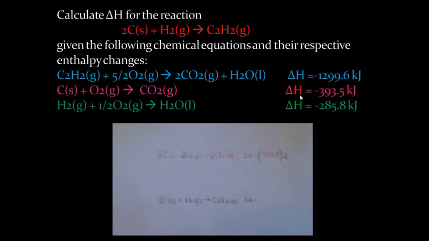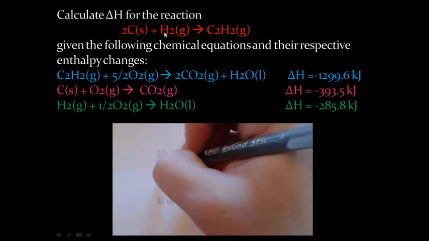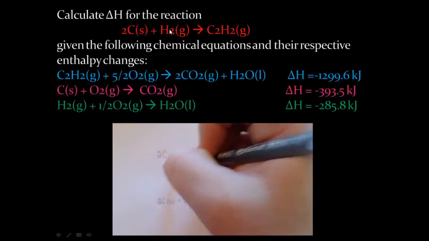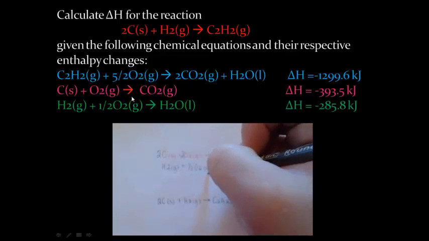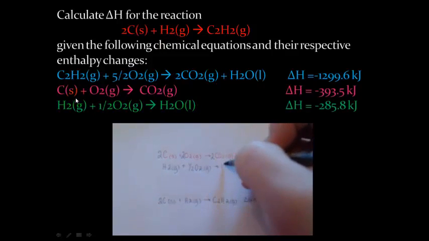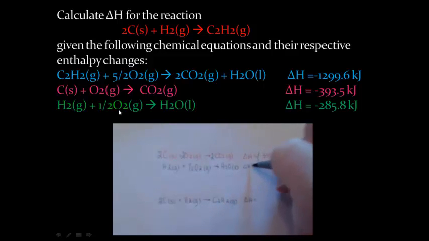The next thing that we're going to look for is this hydrogen, because we also want hydrogen as a reactant, and we can see that the only equation that has hydrogen in it is this last one, and we only want 1 hydrogen, and so this equation is good because it only has 1 hydrogen. So the next thing we do is write that equation out with its delta H, negative 285.8.